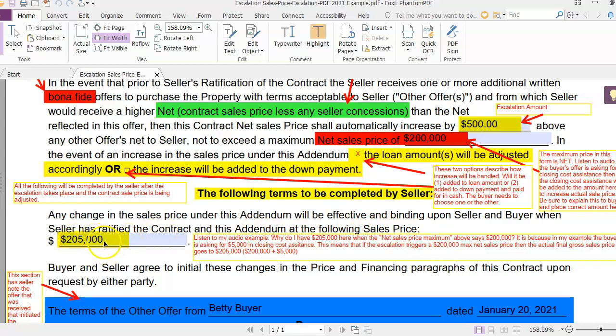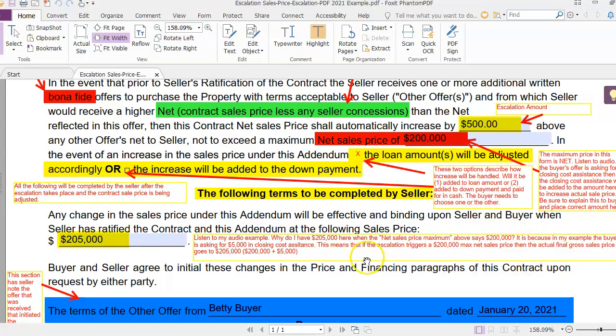Notice I put 205,000 in here. Why? Remember in my example, I said we're going to ask for 5,000 in closing costs. Let's say it escalated to our max up here of 200,000, but that max is a net max, right? But we're asking for 5,000 in closing costs. So now our price, ultimate sale price, is going to be 205. Listen to my audio. Why do I have 205,000 here when the net sales price maximum above, up here, says 200,000?